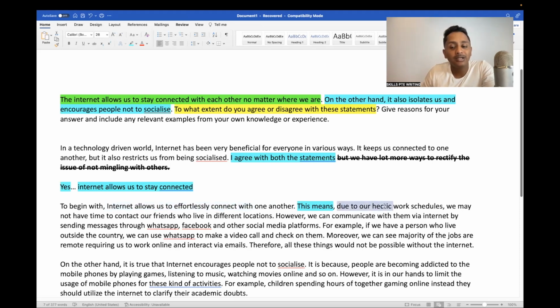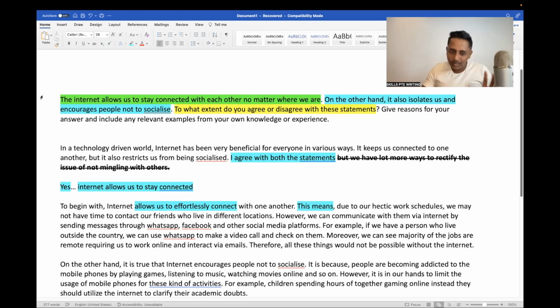This means due to our hectic work schedules, we may not have time to contact our friends who live in different locations. However, we can communicate with them via internet by sending messages through WhatsApp, Facebook, and other social media platforms. Exceptionally written. Internet allows us to effortlessly connect with one another. How? Why? Because due to this work and all, now we will not be able to meet and talk. But due to WhatsApp, Facebook, or Google Meet, Zoom, we can easily connect by just staying at our place.